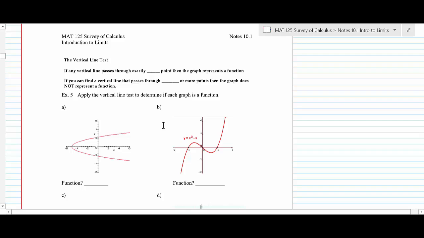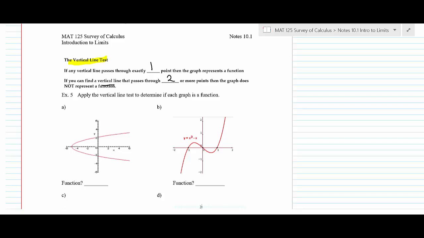In college algebra or finite math, usually we talk about what functions are and what the vertical line test is. This is just a simple test that, if you have a graph, you can tell if it's a function or not. The idea is, if any vertical line passes through exactly 1 point, then the graph represents a function. If you can find a vertical line that passes through 2 or more points, then the graph is not a function. It's the same thing. Every x has to have one y. If you find an x that has 2 or more y's, then it's not a function.